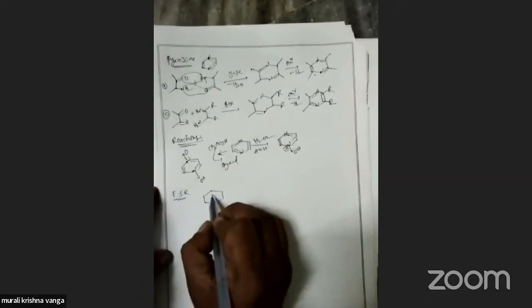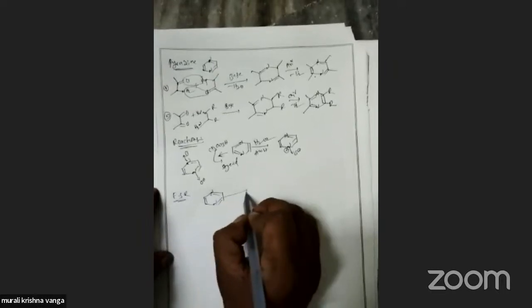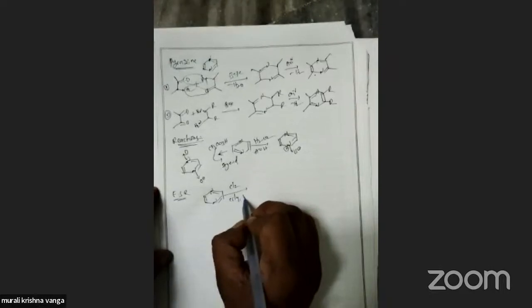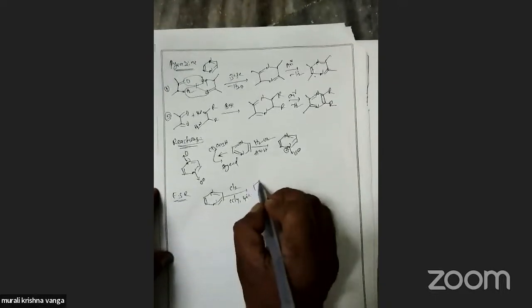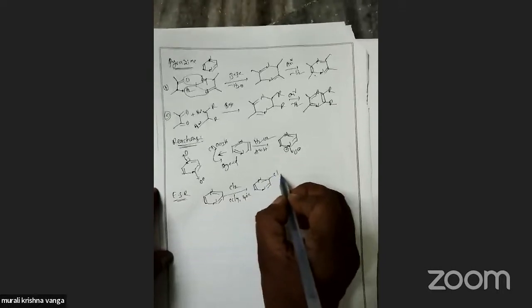Electrophilic substitution reactions. When pyrazine reacts with chlorine in CCl4 at 40 degrees Celsius, chlorination takes place.